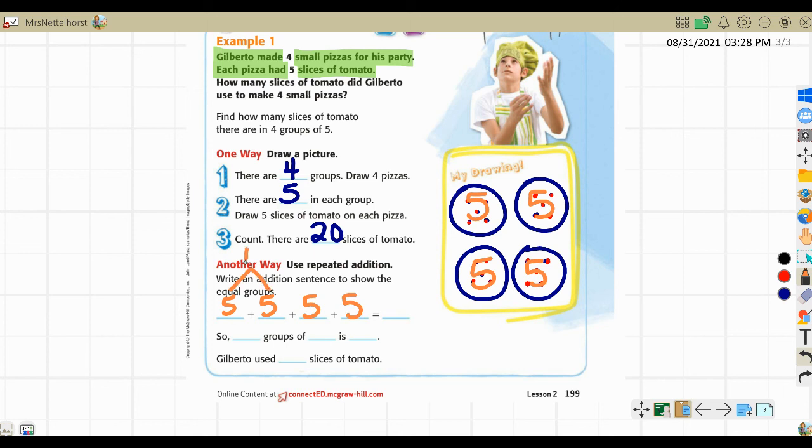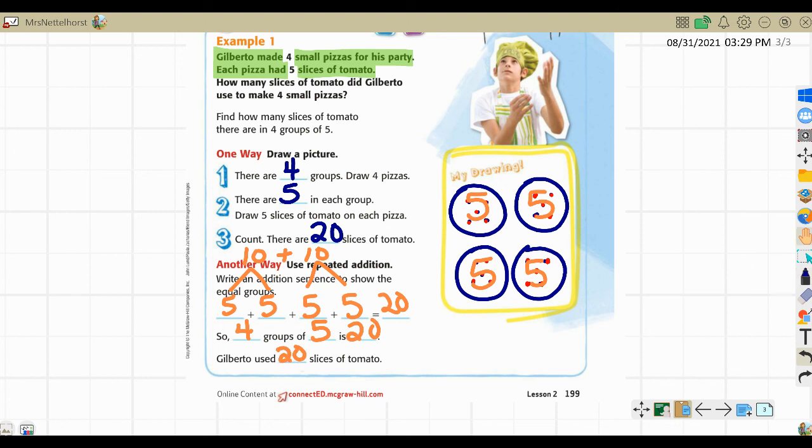5 plus 5 is 10. 5 plus 5 is 10. 10 plus 10 is 20. So 4 groups of 5 is 20. Gilberto used 20 slices of tomato.